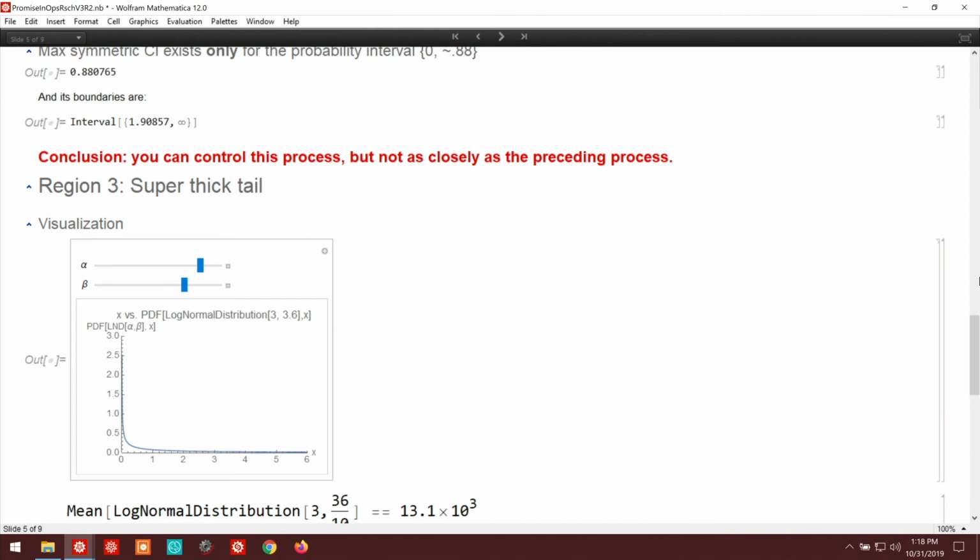Okay, region 3 is very, very strange. It's almost counterintuitive.